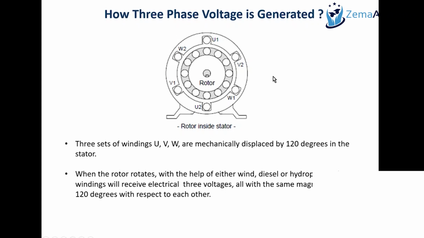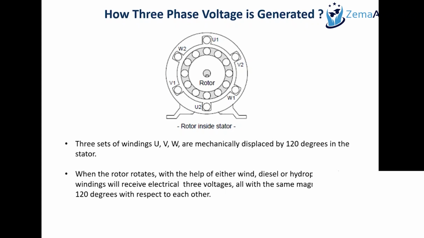Now these three coils need to be connected at a particular angle difference. So you do know that one complete circle has 360 degrees. So if you want to use a three-phase system, or if you want to generate three separate voltages from the stator, then your windings U, V, W must be displaced 120 degrees with respect to each other.